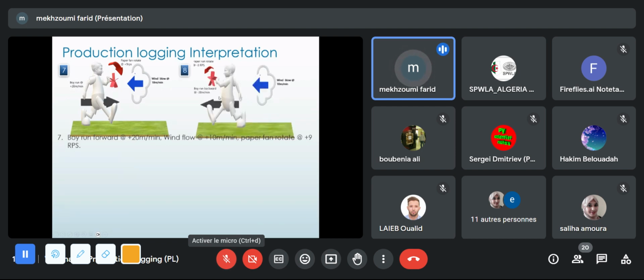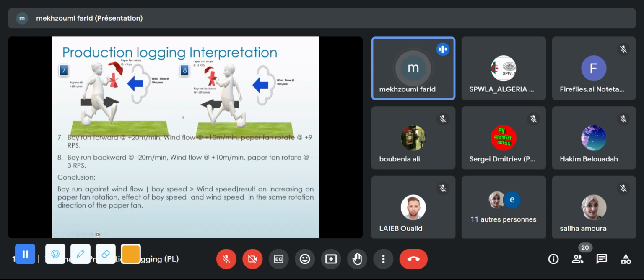Let's see the other figure now. It's backward, but double his speed, -20. And here the wind is at 10 meters per minute. Here, because it's -20, we expect to get -6. And here it's +3. So -6 +3 is -3. So what we can conclude from that is if the buoy ran against wind flow, with buoy speed more than wind speed, what happens? It results in increasing paper fan rotation.